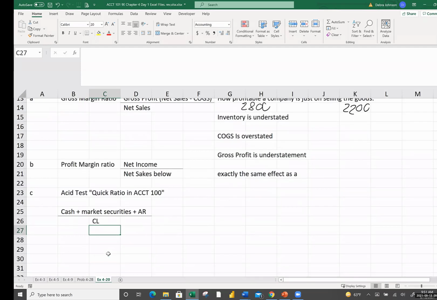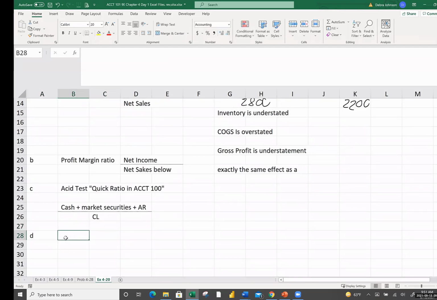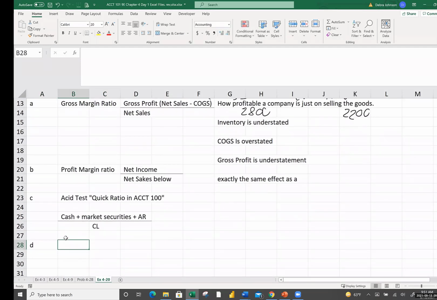Okay, you might be thinking, and I'm going to go to D also because they go hand in hand, I would have given you the current ratio first. The current ratio is all the current assets divided by all the current liabilities. So that is one that you learn toward the beginning of Accounting 100. We talk about it several times. And the goal on the current ratio is to be 2 to 1.